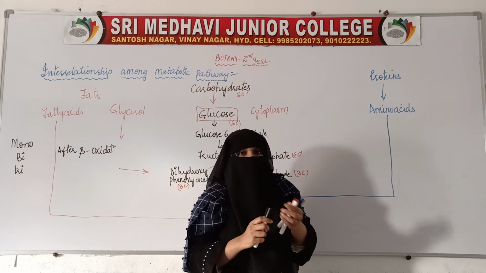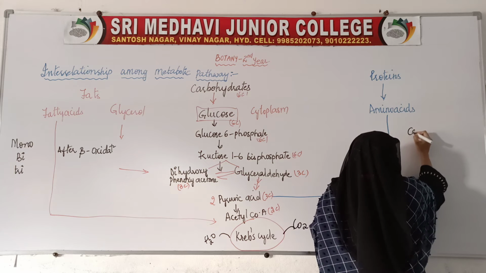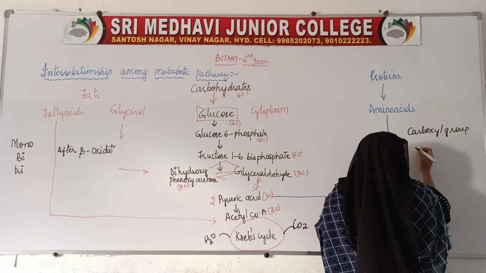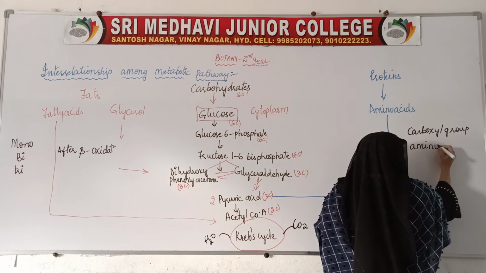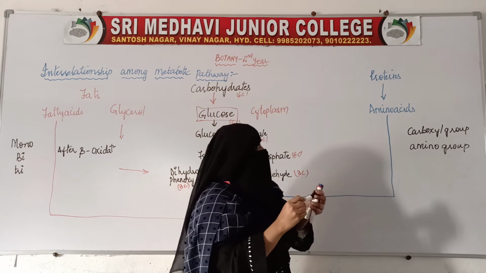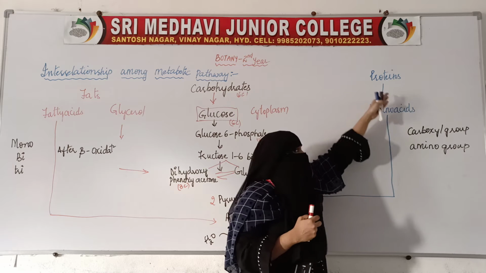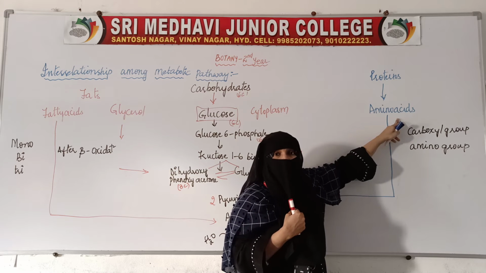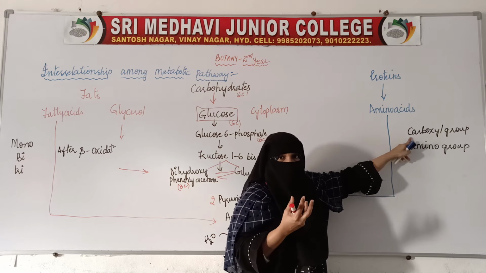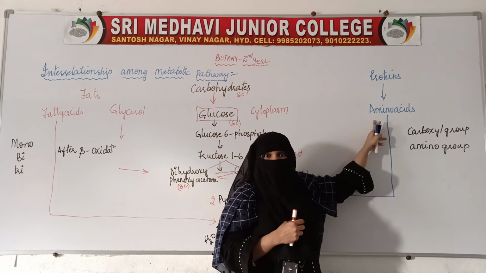Now these amino acids consist of a carboxyl group and an amino group. So proteins are broken down into amino acids. Amino acids are a combination where a carboxyl group will be there and an amino group will be present in the amino acids.